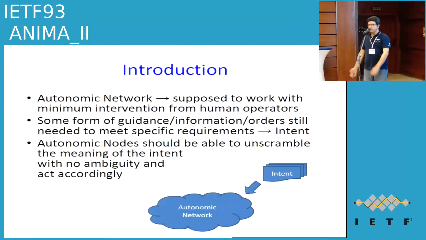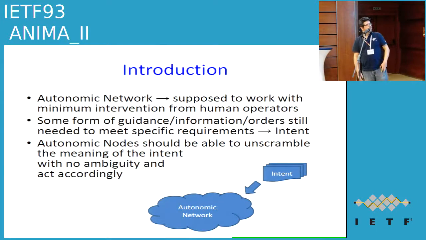So as an introduction, when you have an autonomic network, this network is supposed to avoid intervention from human administrators. So in order to do that, it's necessary to have some kind of guidance from such administrators. And this is what the intent is for. Since we're considering a network where the autonomic functions are distributed within the network, it's necessary that the nodes can interpret the intent and take some actions and have some kind of behavior that is consistent with this intent.